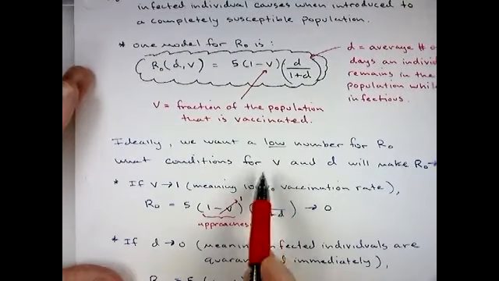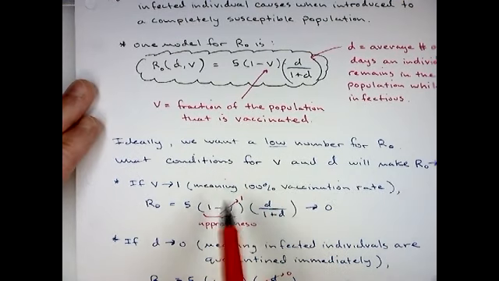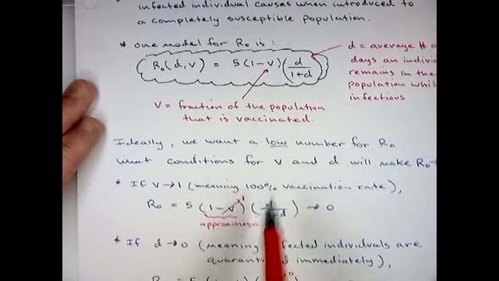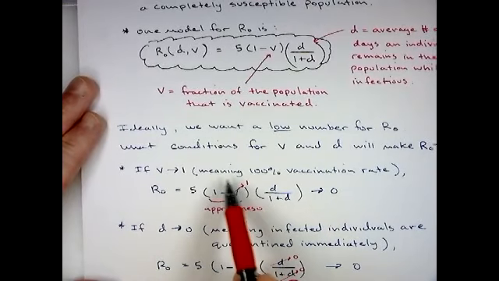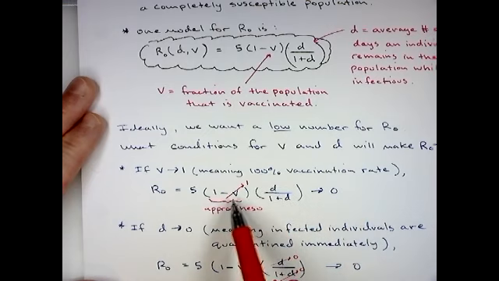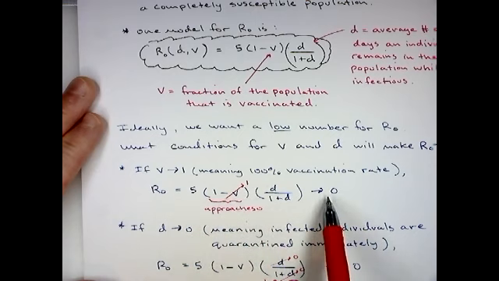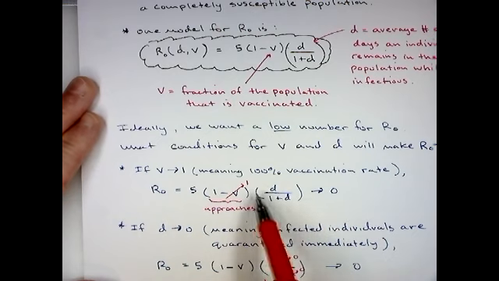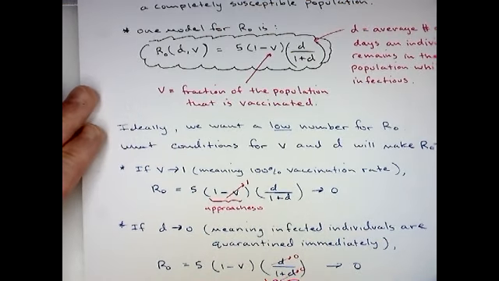So what conditions for V and D will make R naught approach 0? There's a couple of questions we could ask about this. Well, if you look at the equation, if the vaccination rate were to approach 1, which really means 100% vaccination rate, well, look at the model. What would happen if V approaches 1? This term goes to 0 and your R naught would approach 0. If everybody gets vaccinated for the disease, then the disease will not spread.